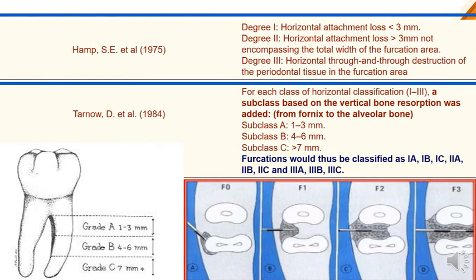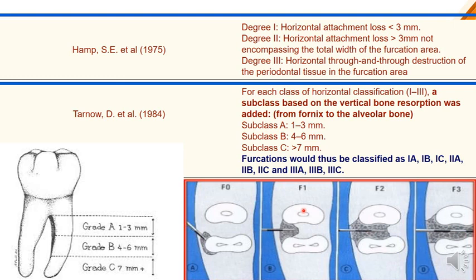Hamp in 1975 made another classification. Degree 1, there is a horizontal attachment loss, but it's less than 3 mm. While in grade 2, there is horizontal attachment loss of more than 3 mm, or more than 2/3 of the furcation width. Grade 3 is always through and through.